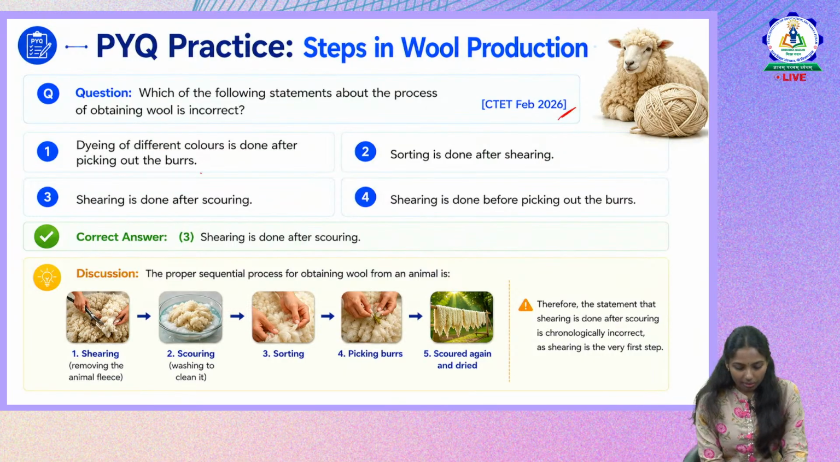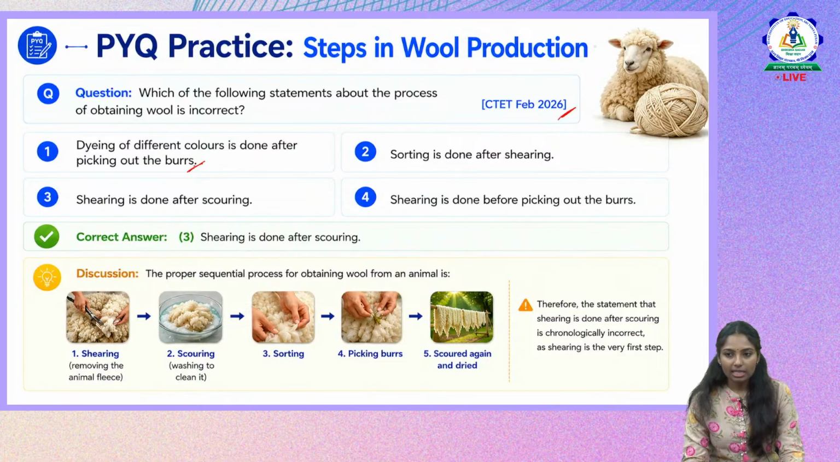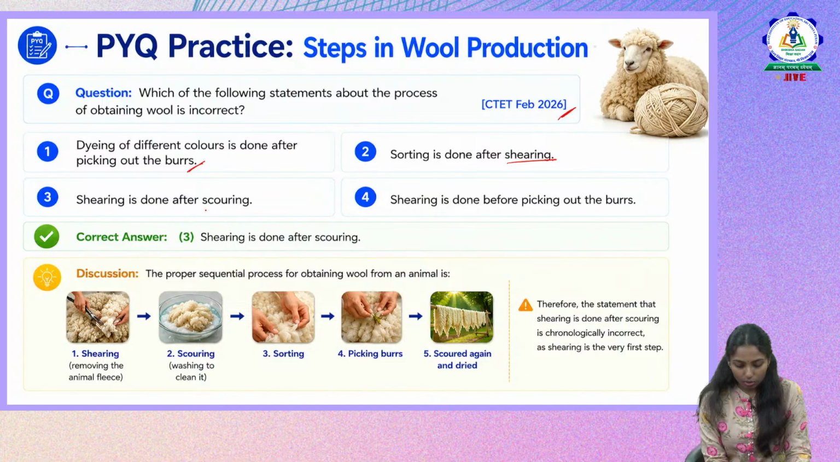The burrs are nothing but plant things that the sheep picks up whenever it goes out for grazing, so some unclean items are there in the wool. Even when we wear wool clothes, we can find some kind of lint coming up; that is called burrs. You can understand that. Sorting is done after shearing. There are some terms that we have to understand: they are talking about shearing, and they are talking about scouring.